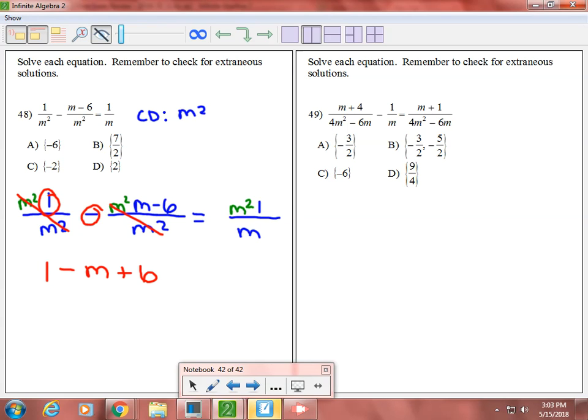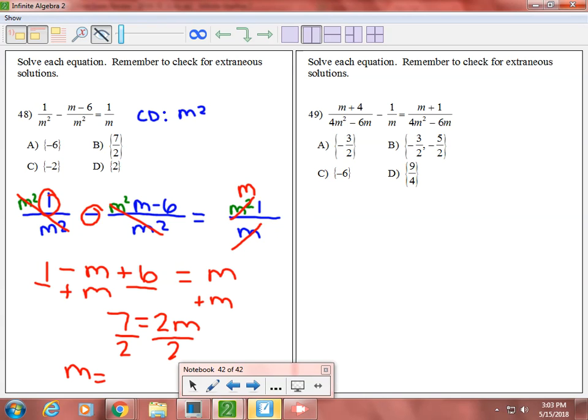And then over here, I can take out 1m and 1m here. So I just have m. So now what I'm going to do is take this m and add it to the other side, put my like terms together. So I get 7 is equal to 2m, divide by 2, and so m then is 7 halves, which is letter B.